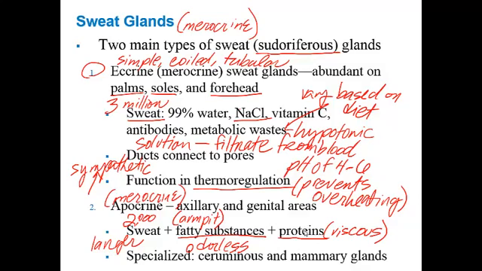Now, two other types of sudoriferous glands are the ceruminous glands, and ceruminous is going to release cerumen, which is earwax, and also the mammary glands are going to secrete milk, and you're not going to talk much about them until Anatomy and Physiology 2.